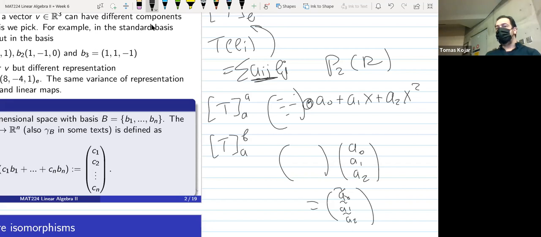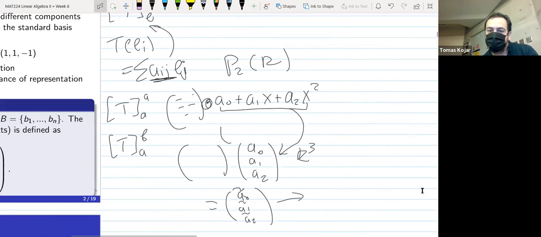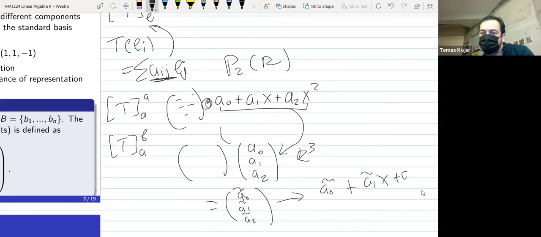But there is a map that takes you from these polynomials to, in this case, R3. And then you act on that. And then you come back, and you will get a polynomial. You come back and you get A1 tilde x plus A2 tilde x squared. So this is the effect of a matrix multiplying a polynomial. It gives you some other polynomial, but you have to go through R3 to do it.